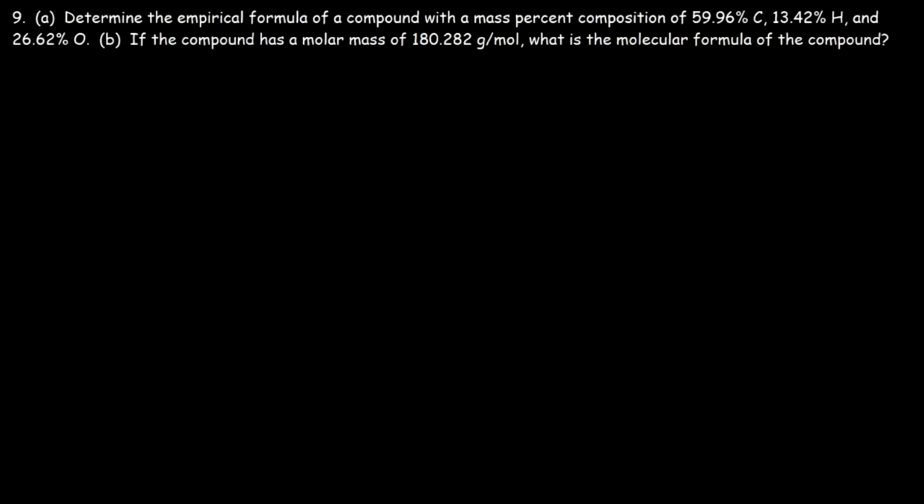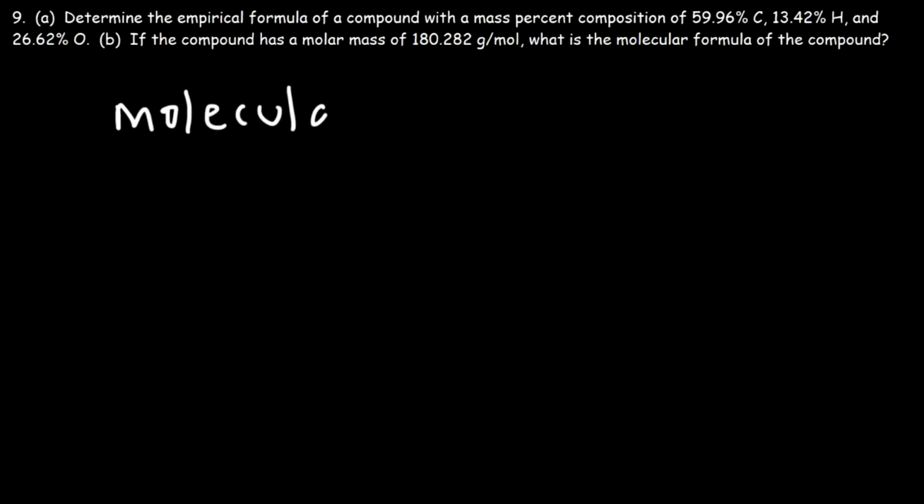Number 9, Part A. So given the percent composition by mass of the elements carbon, hydrogen, and oxygen, how can we determine the empirical formula of the compound? And in Part B, given the molar mass of the compound, how can we determine its molecular formula?